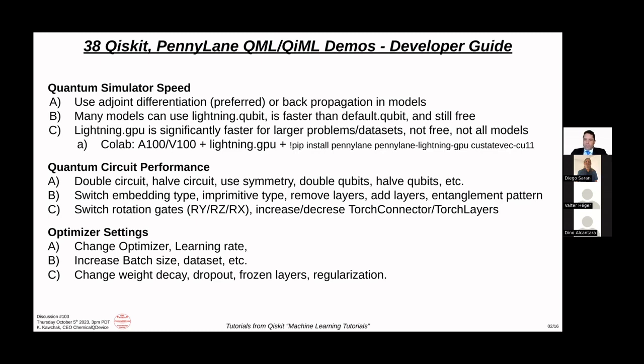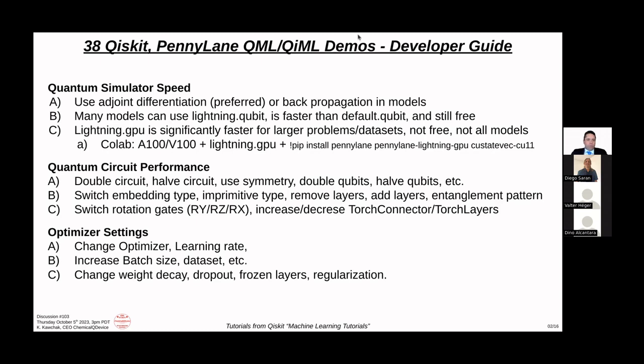Now, the way that you do this is you'll have a Colab account and you'll select a GPU, so an A100 or a V100. Then you're going to set lightning.gpu in the notebook, and type in this pip install, which has PennyLane. It's a state vector simulator, basically, but with a quantum GPU.